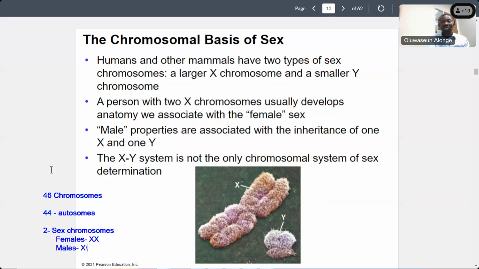So please take note of this so that as I'm talking, you will have this knowledge in your mind. So the 44, we call them autosomes. If you have ever heard of autosomal disorder, that is where it came from. The disorder has to do with chromosome position 1 to 22, which will be in pairs, right? If you look at the karyotype. Now, humans and other mammals have two types of sex chromosome, a larger X chromosome and a smaller Y chromosome. A person with two X chromosomes usually develops anatomically as a female, and the male will have XY.